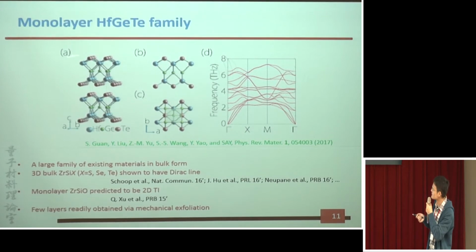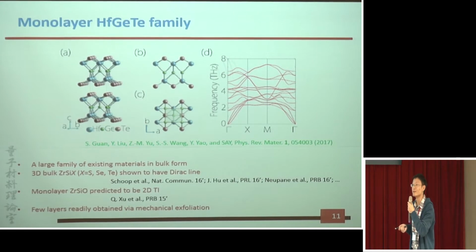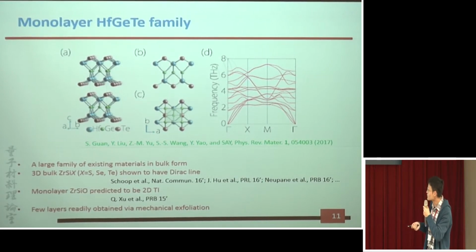This structure is a bit complicated. This material exists in bulk, as a bulk layered structure. For example, this shows two layers. Experimentally, people have already obtained ultra-thin, atomically thick layers by using a simple mechanical exfoliation method. Some transport measurements have already been done for this material.